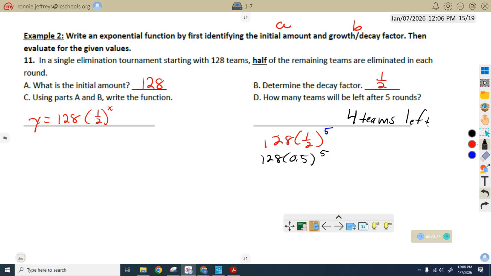Might be happening coming up in March. Basketball, yeah. Instead of starting with 128, you start with 64. So there is actually a mathematical way to write how a tournament works. I know, it's riveting.